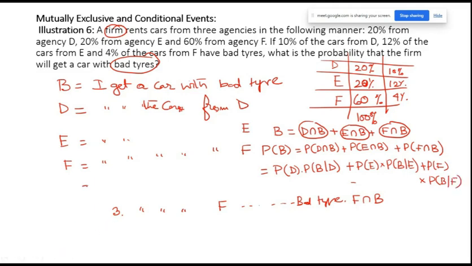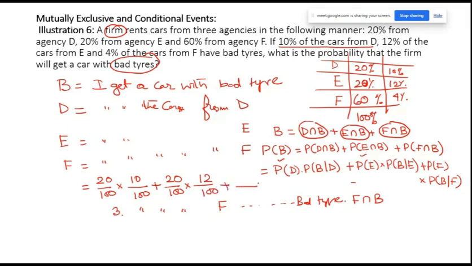Now you see, you have probability of D. There is a 20% chance from agency D, so it is 20 divided by 100. I am writing the probability of D here. Now, probability of getting a bad tire from D: 10% of the cars of D have a bad tire, so it is 10 by 100. Plus, now come here, probability of E, the second agency. Probability of E is 20%, so 20 by 100, into, the bad tire, 12% of the cars of E have a bad tire, 12 by 100.